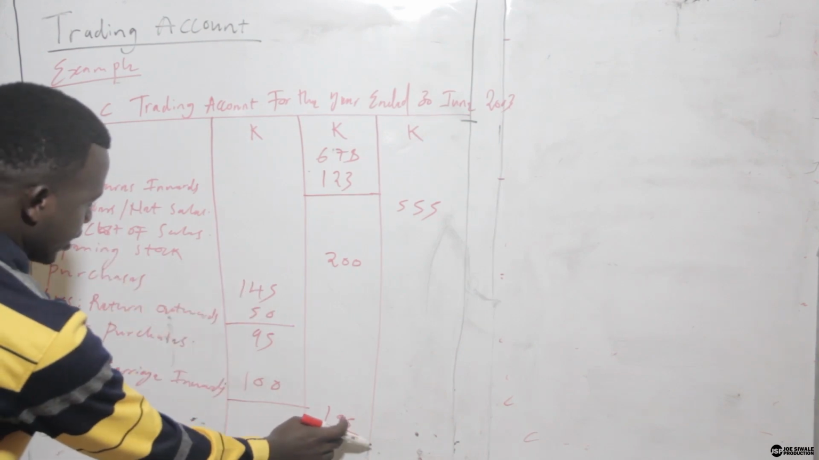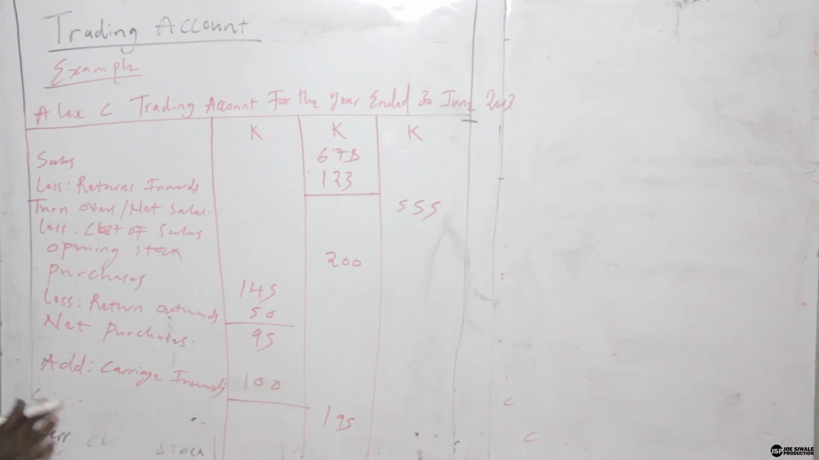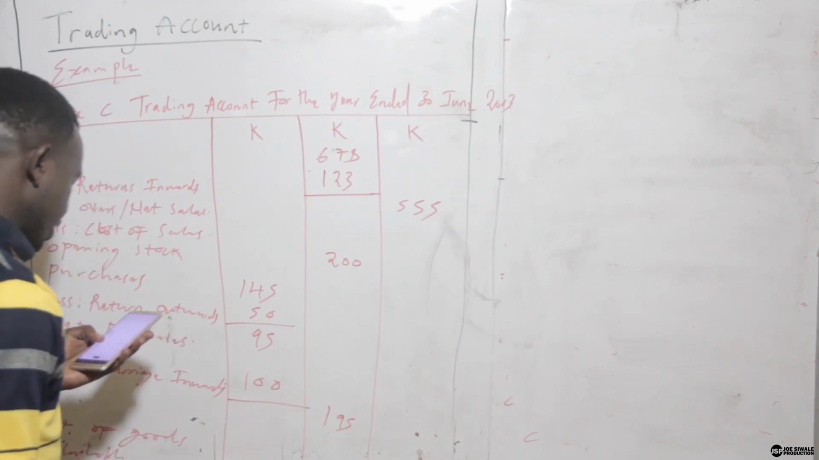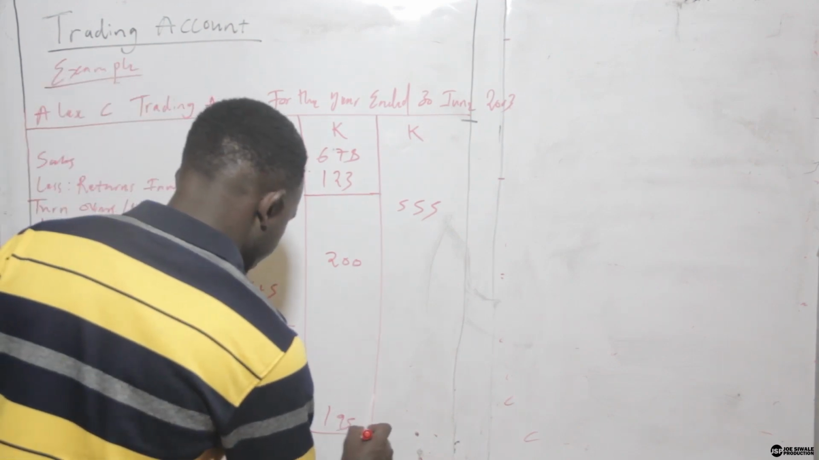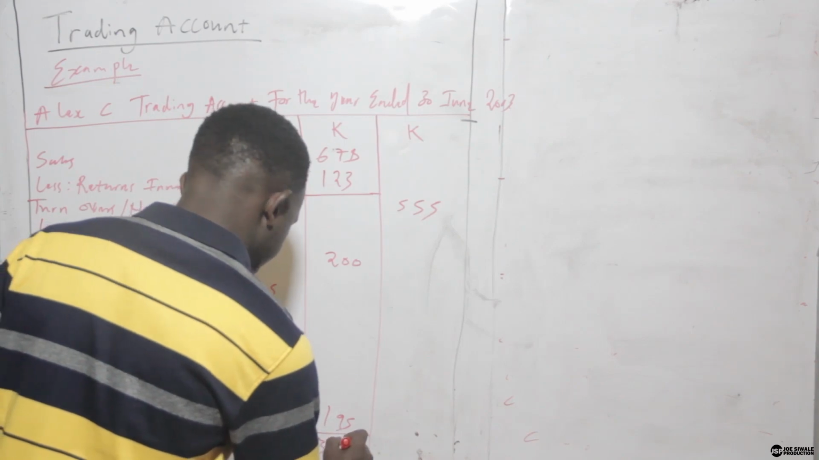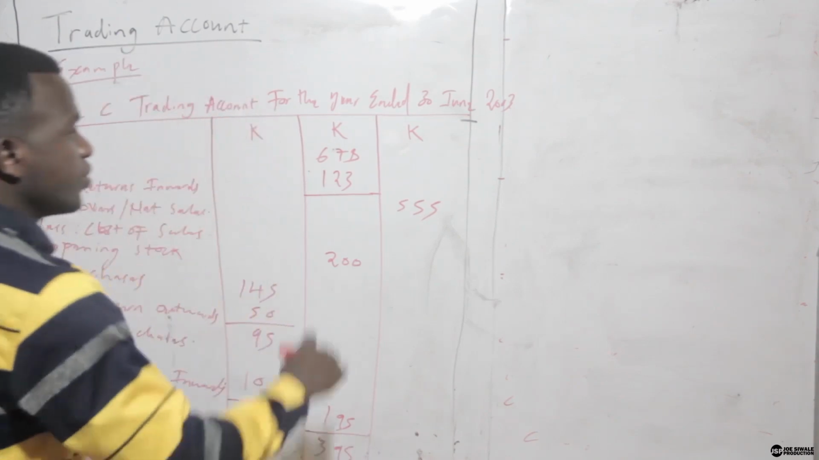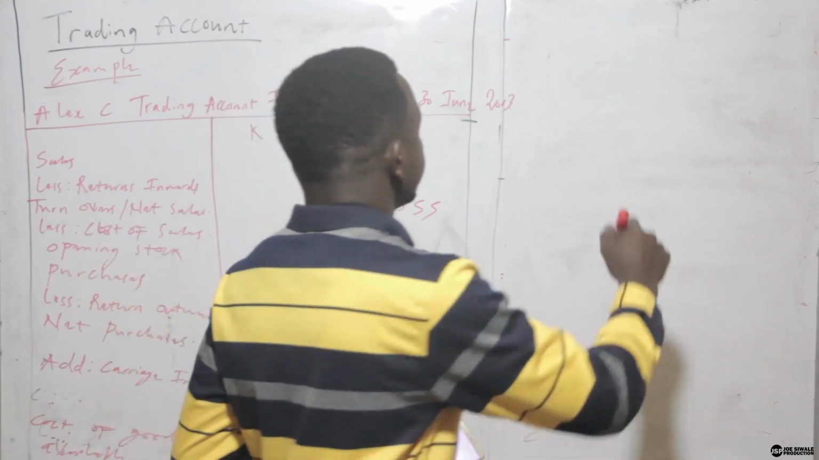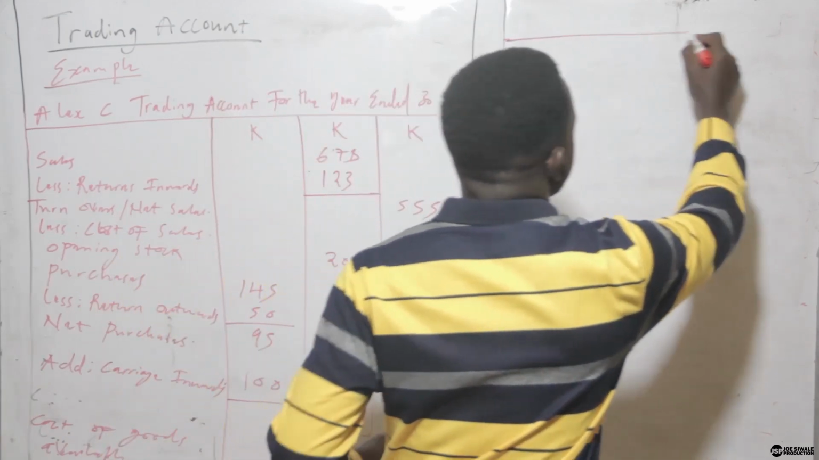And there we can add our 200 plus 195. So we're going to get cost of goods available for sale. So cost of goods available, say 200 plus 195. So we're going to have 395. So we can continue this side.